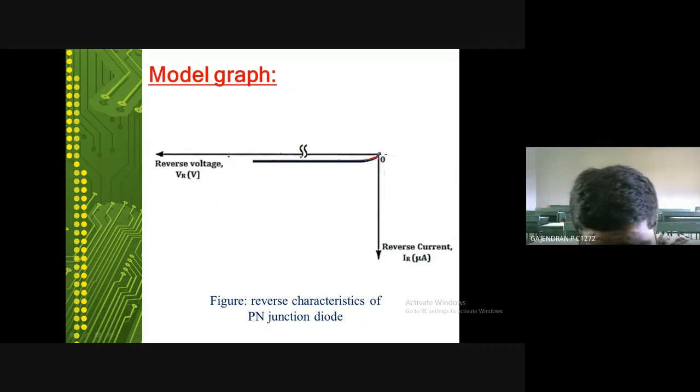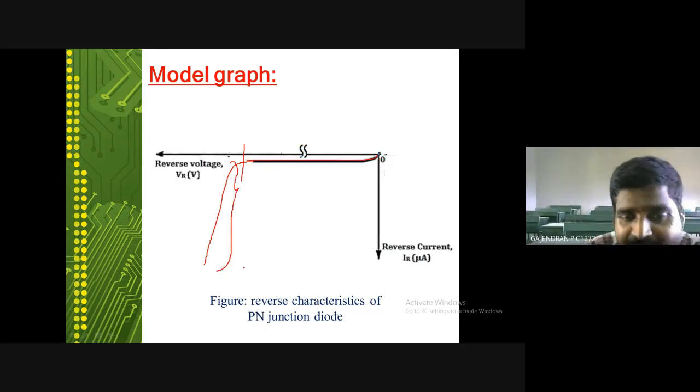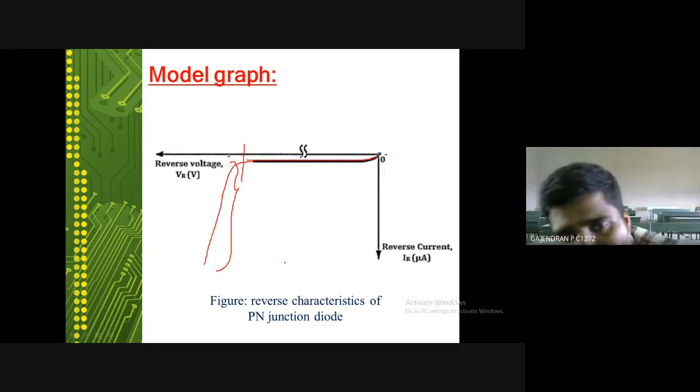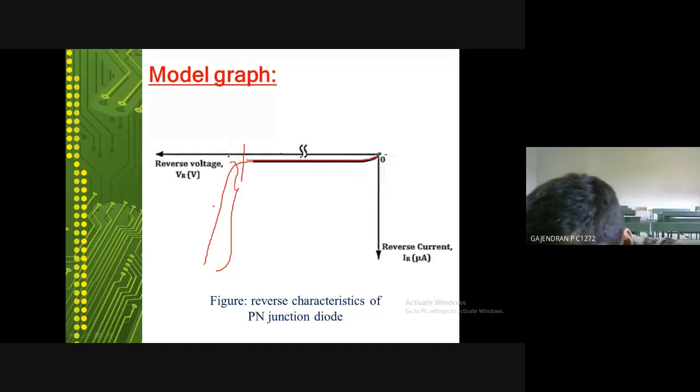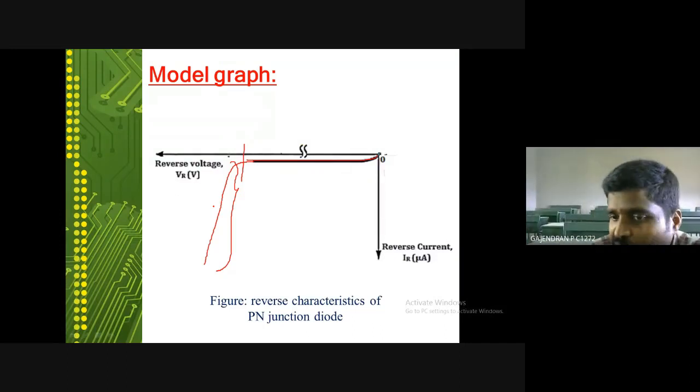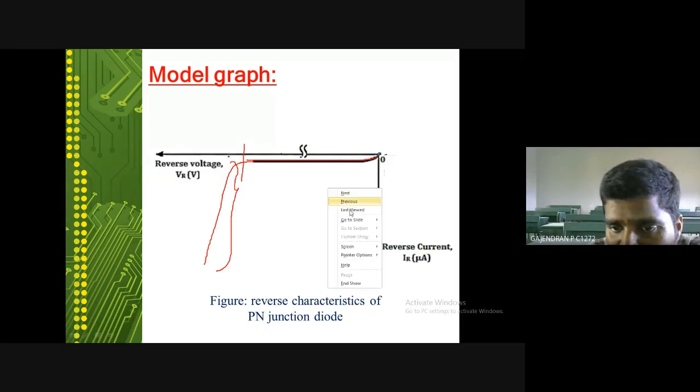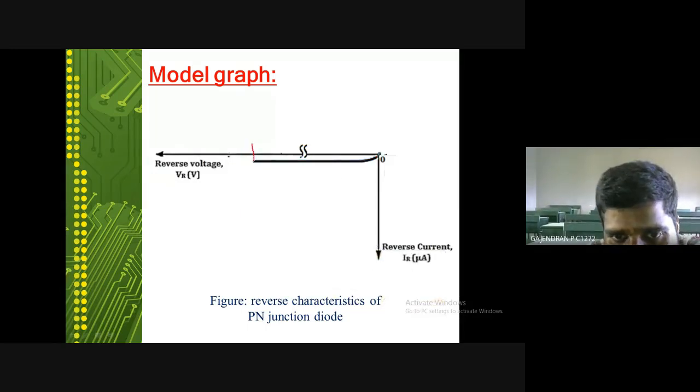We are not going to cross this border. If we cross the border, you will get a rapid increase in the current. But in a normal PN junction diode, if you apply a voltage beyond the breakdown voltage, the diode will get damaged. Am I correct? Therefore, we are not going to increase the voltage beyond this. So I will get a nice graph like this. The current increases slightly, then it stays constant.